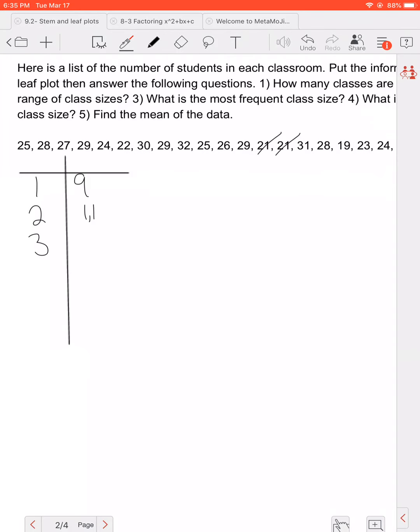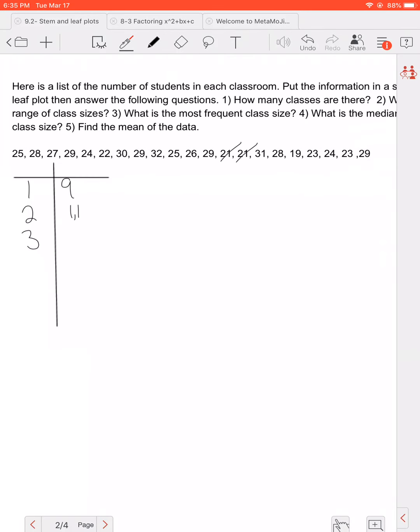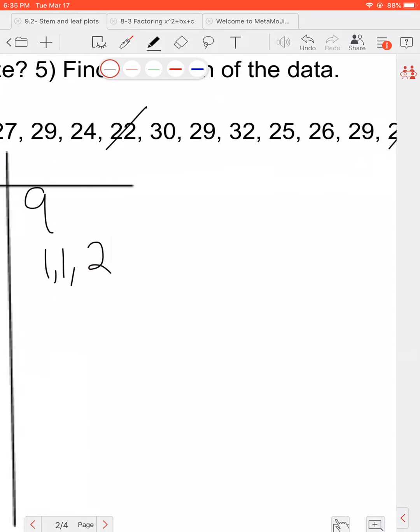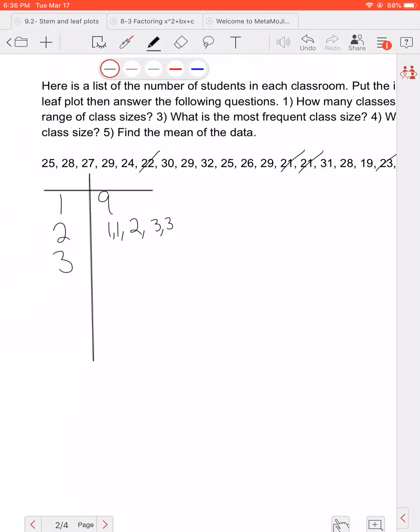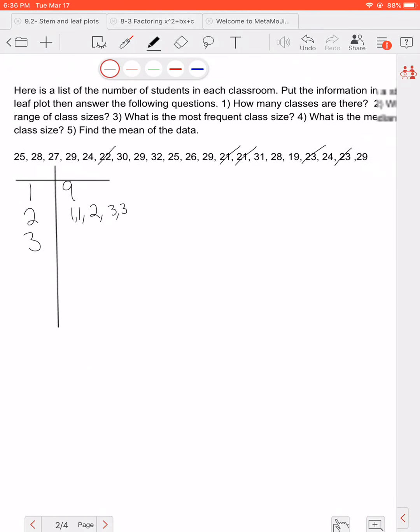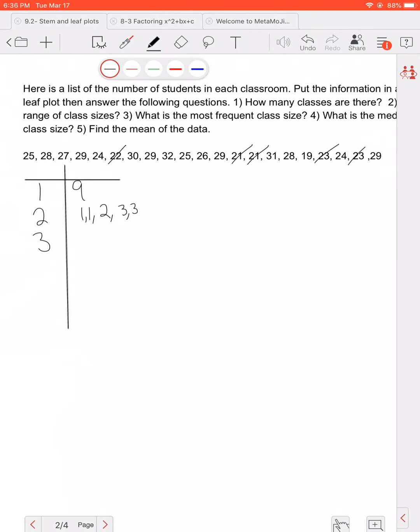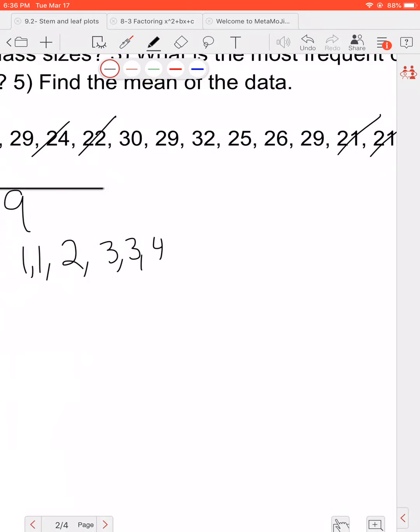Are there any 22s? It looks like we got a 22 here. Any other ones? No other 22, so I'm going to put a 2. Then I'm looking for 23s, which I see two of here. Again, I'm going to leave just a little space in case I accidentally find a 22 scurrying somewhere else. Now we're going for 24. I see two 24s. So again, two 4s.